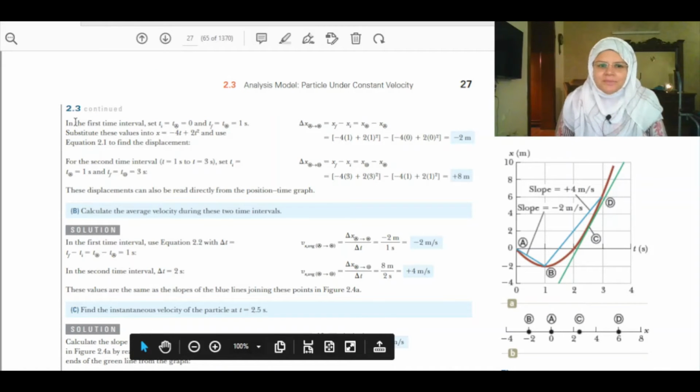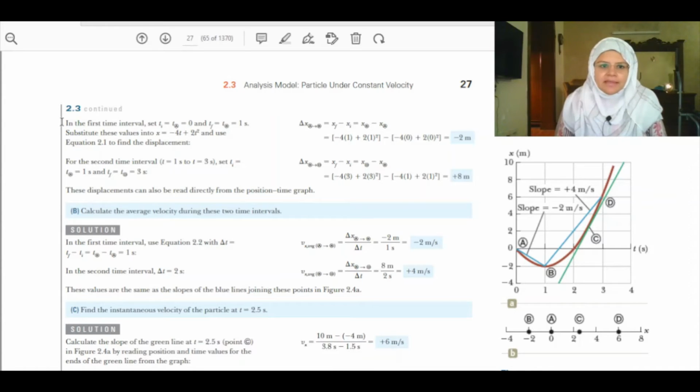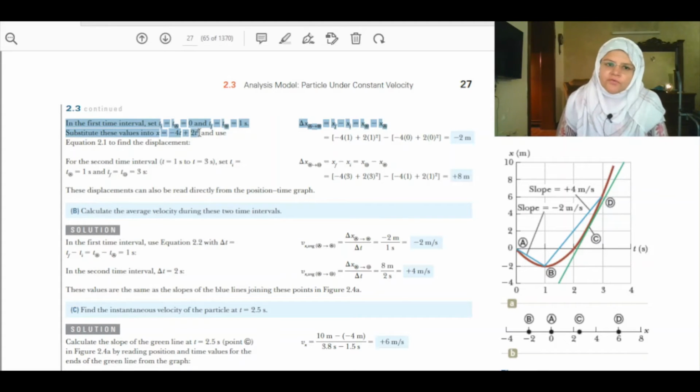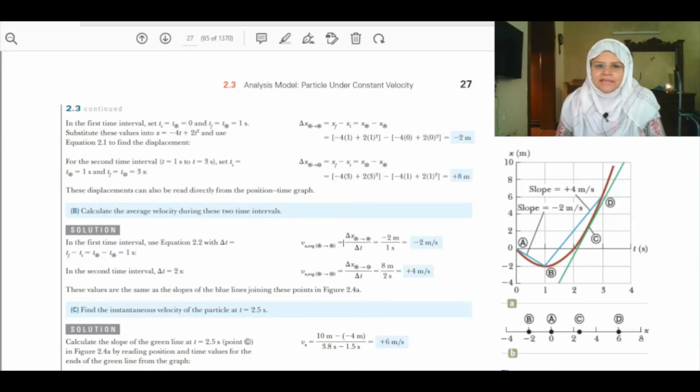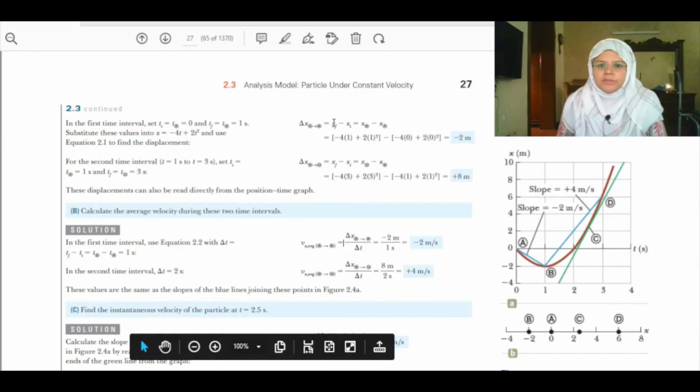In the first time interval, set ti equals ta equals 0 and tf equals tb equals 1 second. Substitute these values into x equals -4t + 2t² and use equation 2.1 to find the displacement. Delta x A to B equals xf minus xi equals xb minus xa.